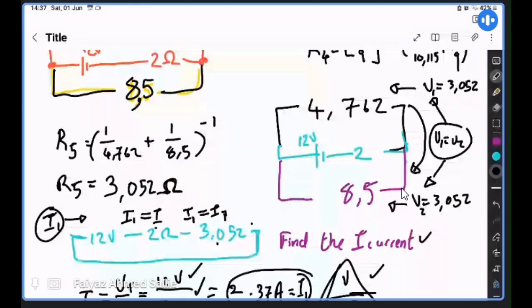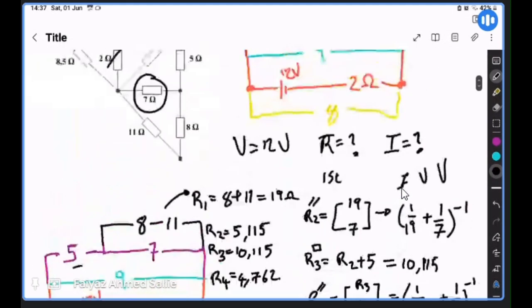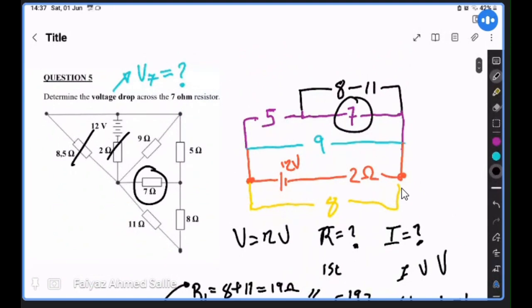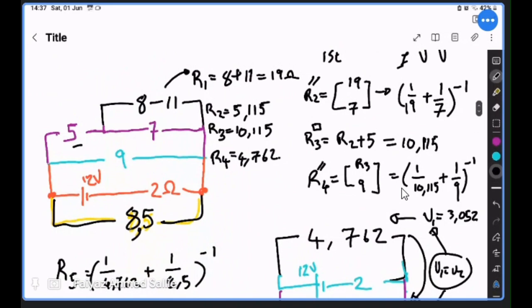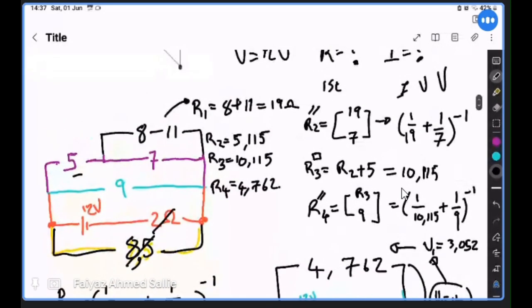So now we are going to move away from the 8, 5. And now we are moving towards these two circuits. We are currently over here. So we know that the voltage here by the 9 and by the 5 is going to be the same voltage, right?